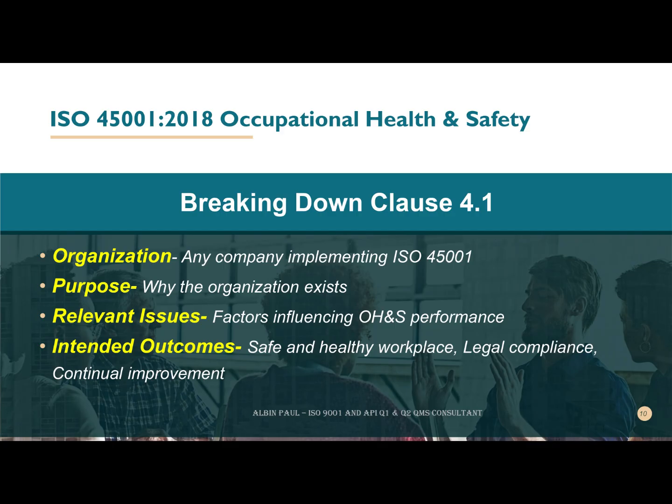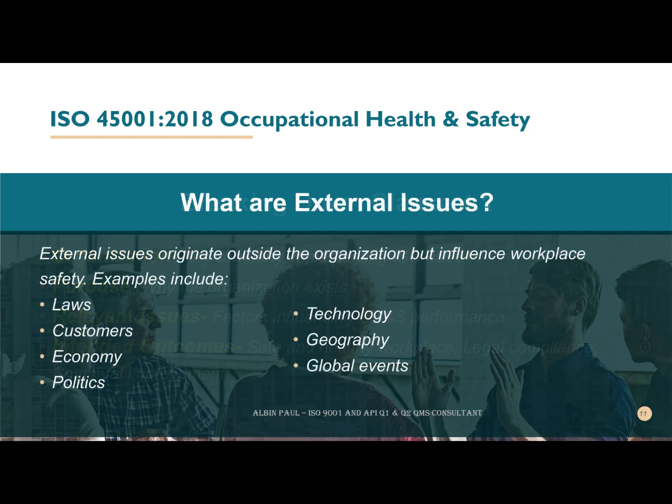Now let's imagine a manufacturing company. Inside the company, everything seems perfect. Machines are maintained, employees are trained, safety inspections are conducted, but suddenly the government introduces a new law requiring stricter exposure limits for hazardous chemicals. Even though nothing changed inside the factory, the external environment changed. The company must now adapt to this external issue. External issues originate outside the organization, but significantly influence its occupational health and safety management system.